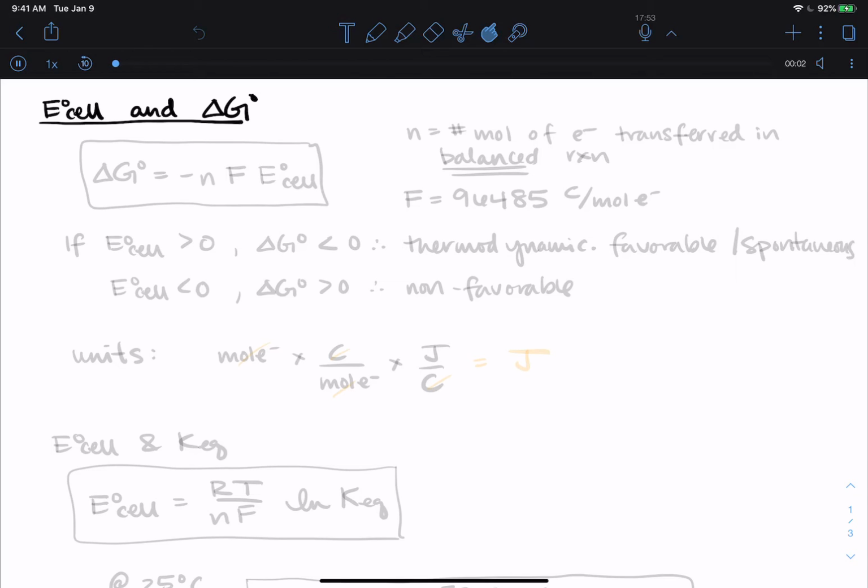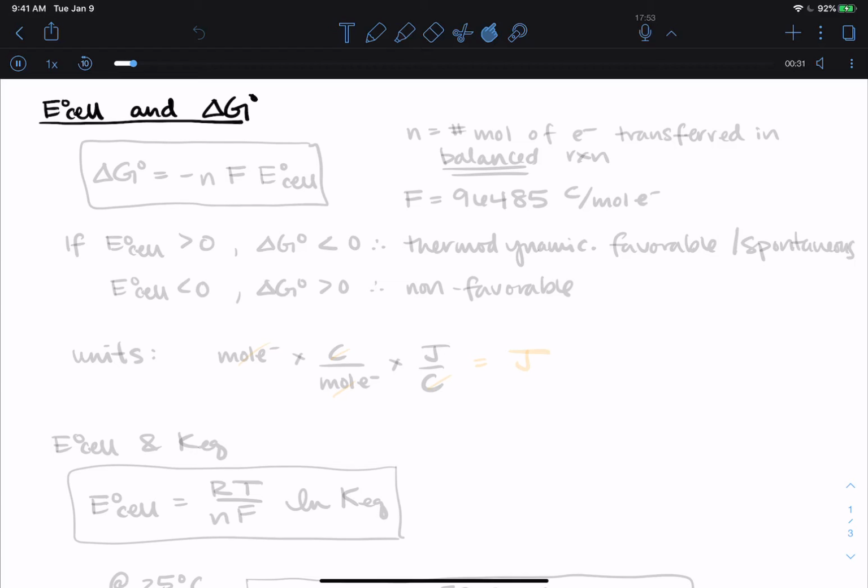So in the last video, the word spontaneous or thermodynamically favorable came up. So hopefully you were expecting a connection between the standard cell potential and Gibbs free energy. If you weren't, hopefully the title of this video was a good clue that this is exactly where we were going. So the next section, you will get a lot of equations.